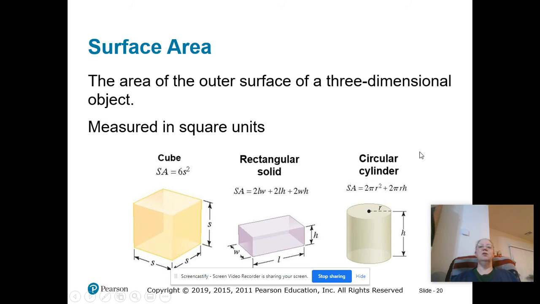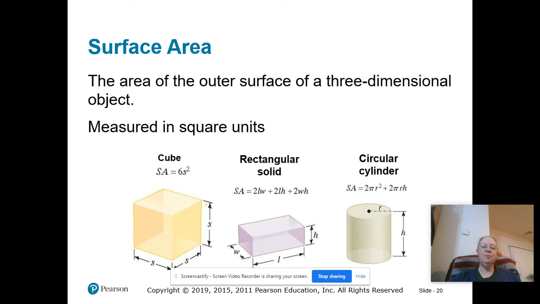Okay. Now be careful with surface area. Think of surface area as like an empty cardboard box. And we are looking for just the cardboard. We don't want to know how much we can put inside the box. We want to know how much cardboard we're going to have to use to create the box. Okay, so it's just the walls of a three-dimensional object, just the walls.